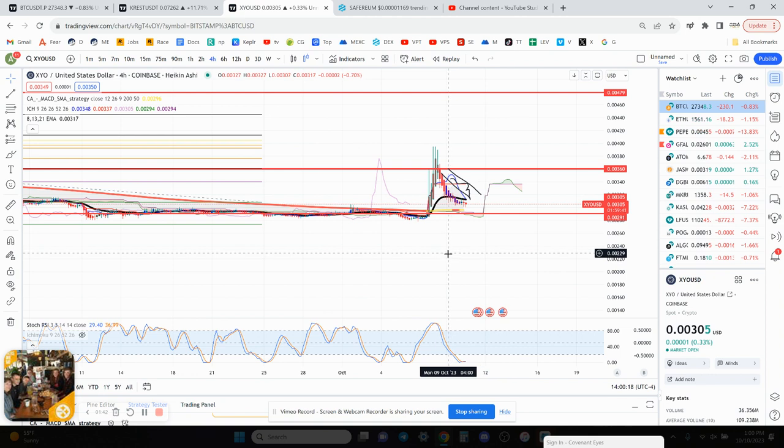And unfortunately, I am bearish on XYO. It was probably just a bull trap. So we'll see what happens. But long-term, XYO probably will be fine. Short-term, it still looks like it could make new lows in this bear market.